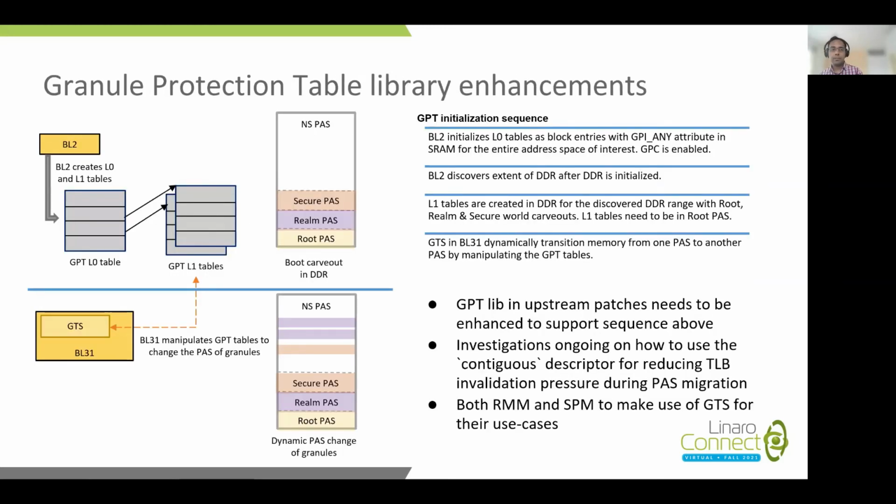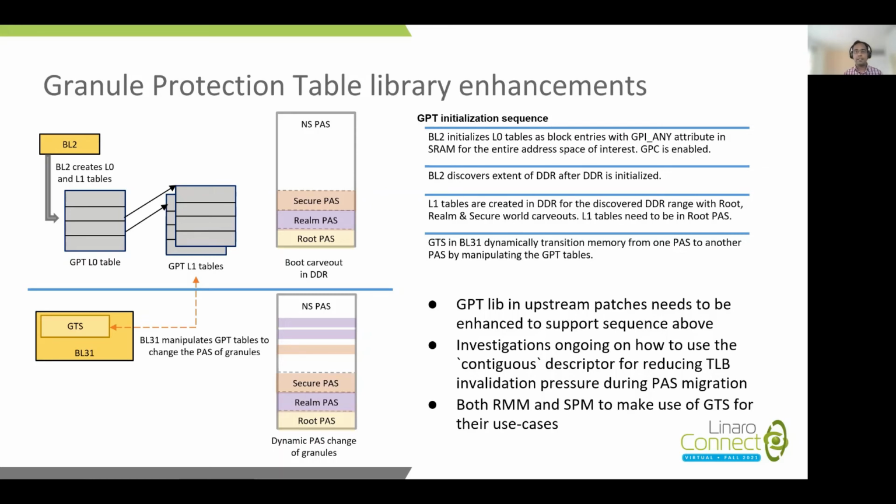Next, I will discuss some of the enhancements we're doing to the Granule Protection Library. The Granule Protection Library needs to support the way in which DDR will be initialized and discovered, and how the GPT, the Granule Protection Table management, will be split between the loader phase BL2 and the runtime phase BL31. The Granule Protection Table has two levels of tables. The level 0 table entries can be either block entries or can point to L1 entries. A possible GPT initialization sequence is shown in the top right-hand corner.